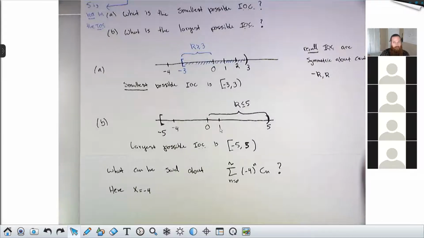Is it conditionally convergent then? Well, conditional convergence means something very specific. It means when you take the absolute value of the series, it doesn't converge, but it converges normally. So if you said that this is conditionally convergent, you would be saying that we can say for sure this series converges. But we don't know that for sure. If the IOC were -3 to 3, then this series would diverge, right? And if the IOC were -5 to 5, then the series would converge. So we don't have enough information.